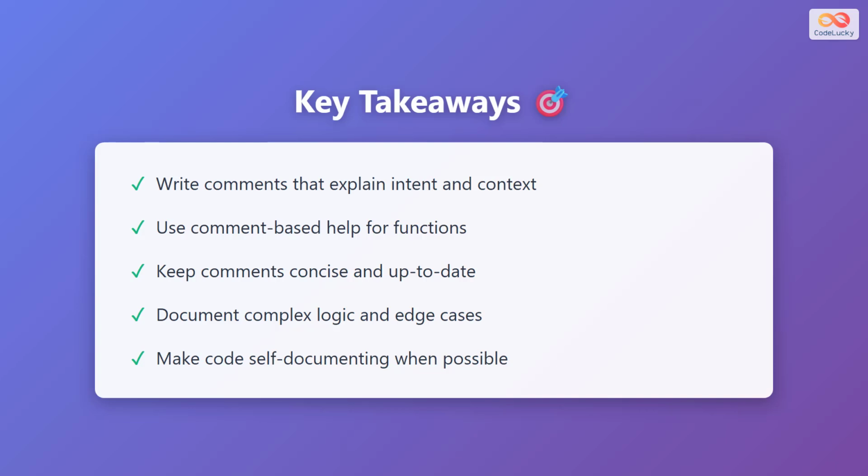Let's recap the key points about comment best practices. Write comments that explain intent and context, not just what the code does. Use PowerShell's comment-based help feature to document your functions professionally. Always keep comments concise, accurate, and up to date with your code changes. Document complex logic, edge cases, and important decisions that aren't obvious from the code. Finally, strive to make your code self-documenting through clear variable names and logical structure, using comments to supplement rather than replace good coding practices. By following these principles, you'll create maintainable, professional PowerShell scripts that others can easily understand and work with. Thank you for watching.